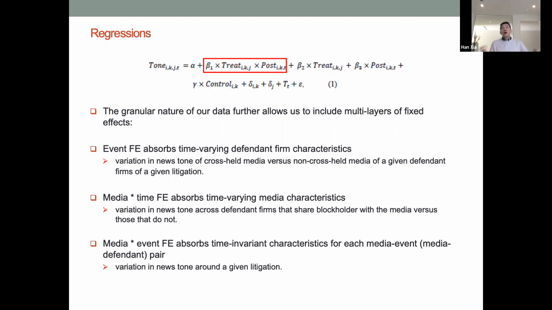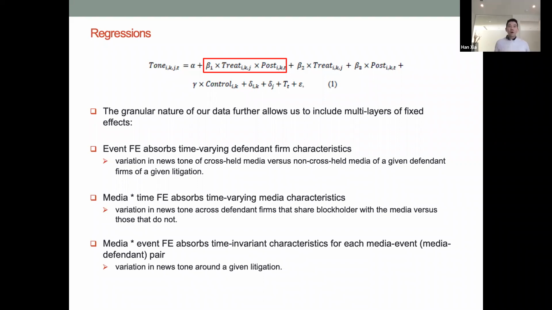And we also have a median by litigation event fixed effect, which is essentially the same as the median defendant firm pair fixed effect. In that case, the news tone variation will come purely from the time series before and after the litigation. Okay, so later on, we will come back to this setting.